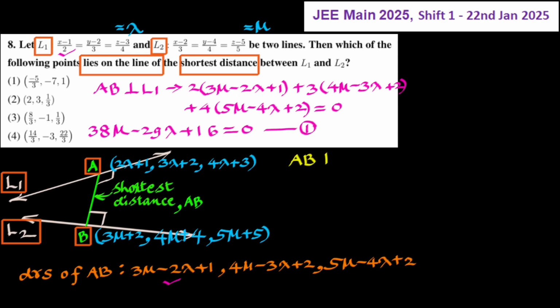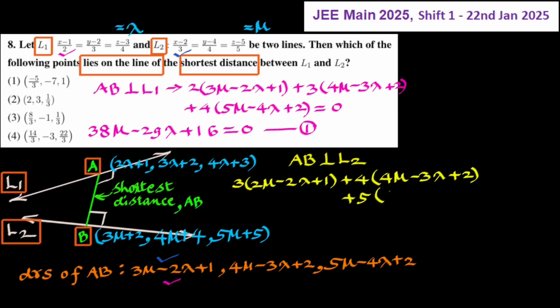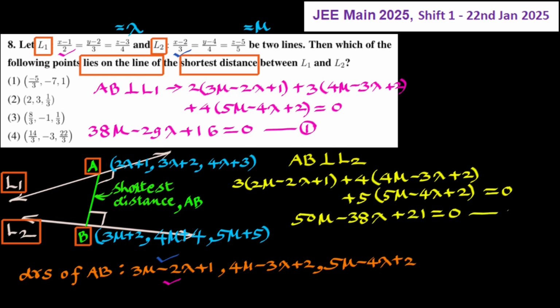Similarly, AB is perpendicular to L2. So arguing in the same manner, 3 into (3 mu minus 2 lambda plus 1) plus 4 into (4 mu minus 3 lambda plus 2) plus 5 times (5 mu minus 4 lambda plus 2) equals 0. After simplification we get 50 mu minus 38 lambda plus 21 equals 0. We name this equation 2. Let us solve equations 1 and 2 for mu and lambda.